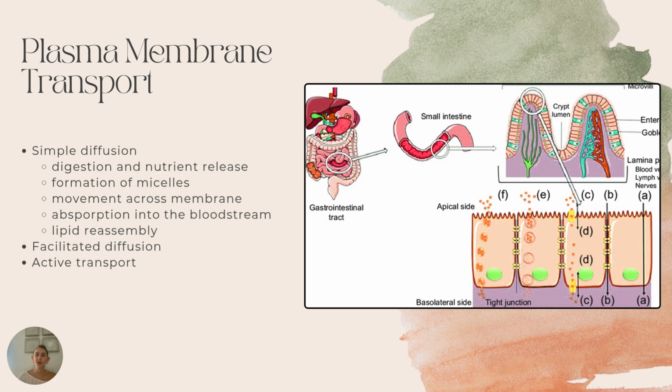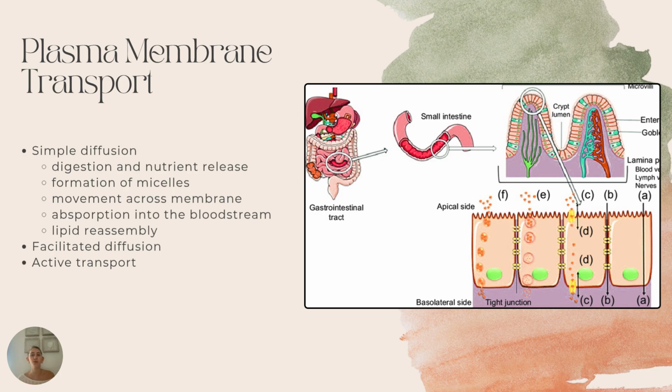The process of simple diffusion takes place beginning with digestion and nutrient release. This is where digestion will break down large foods into smaller molecules like fatty acids, glycerol, and monosaccharides. Then we have the formation of micelles for fats. This is where our fatty acids and monoglycerides combine with bile salts to form the micelles, which are more water-soluble structures that can transport these fats into our intestinal linings.